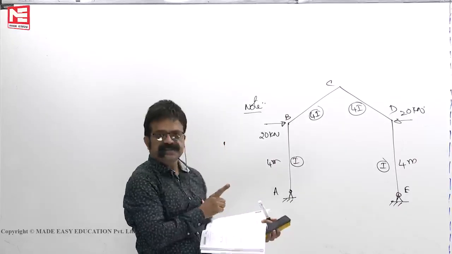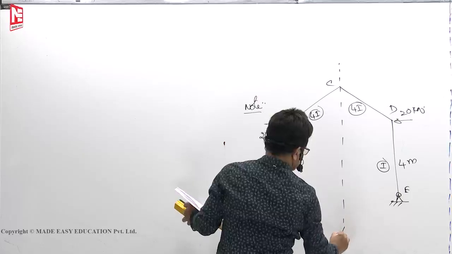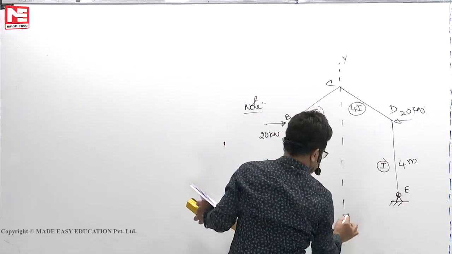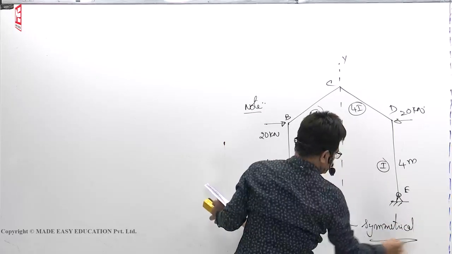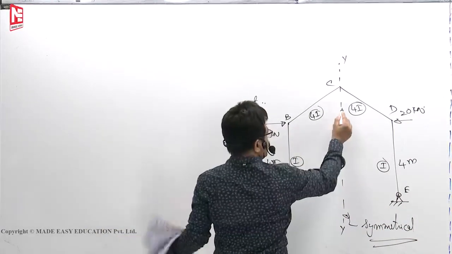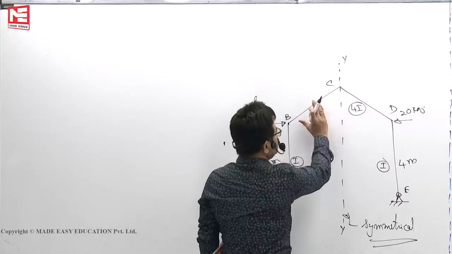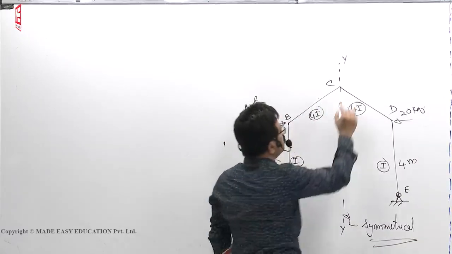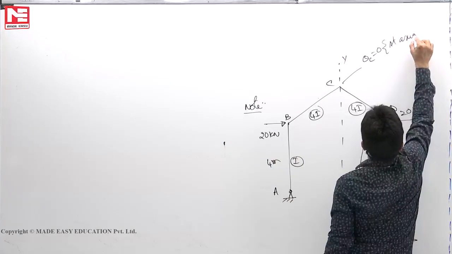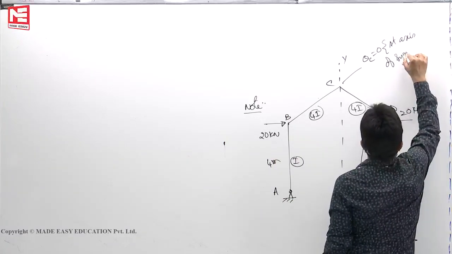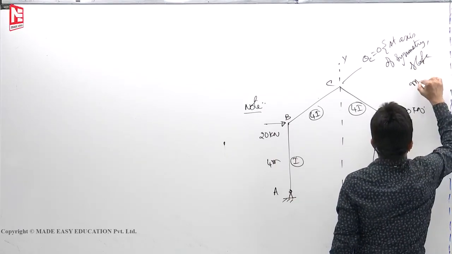Now you see, structure is symmetrical, loading is symmetrical, so no sway. Symmetrical. So if it is symmetrical, slope must be 0. Whatever angle is there, same angle must be there. Then only when I fold it, this will sit on this one. So theta c is equal to 0. At axis of symmetry, slope must be 0.